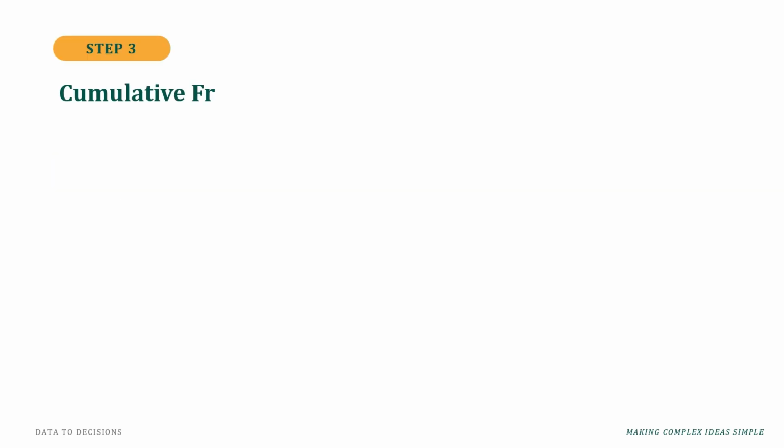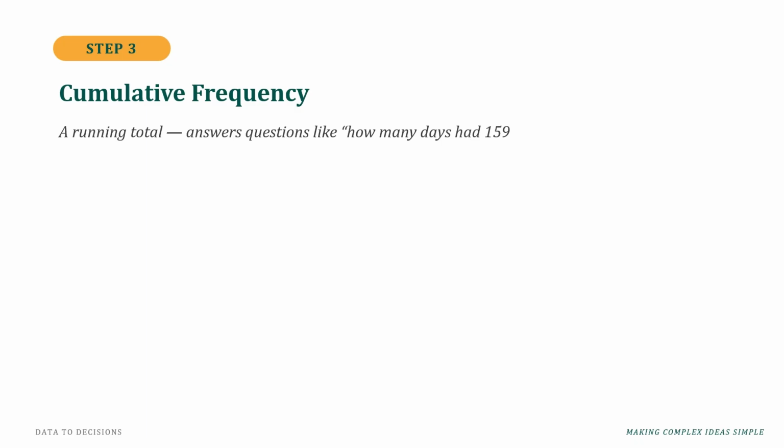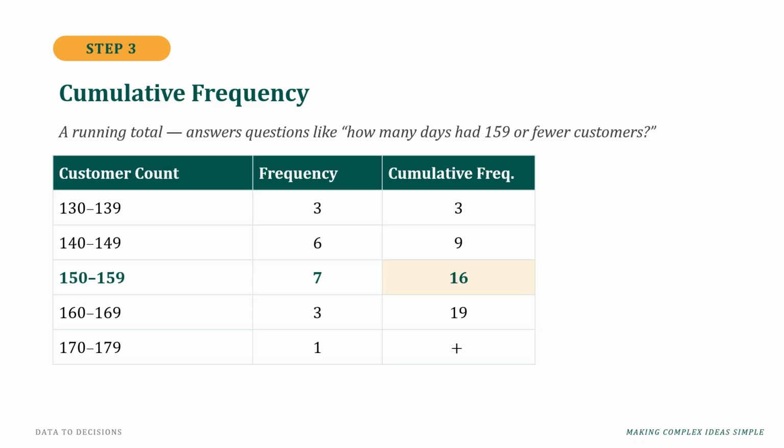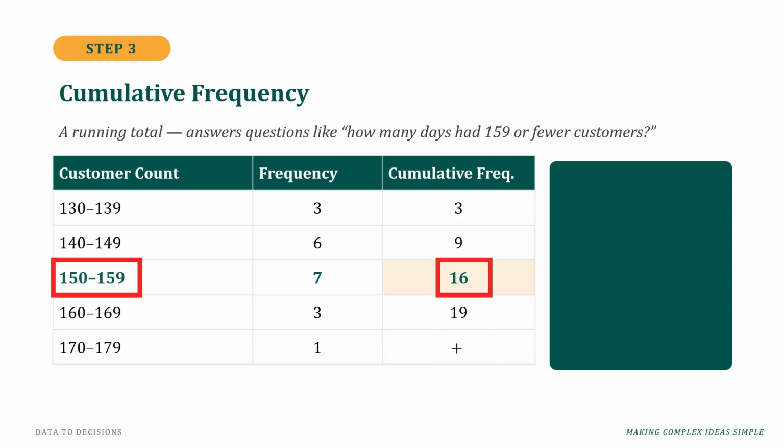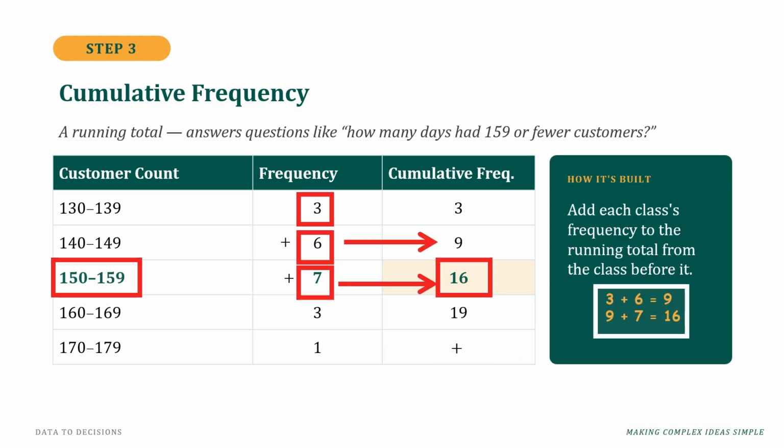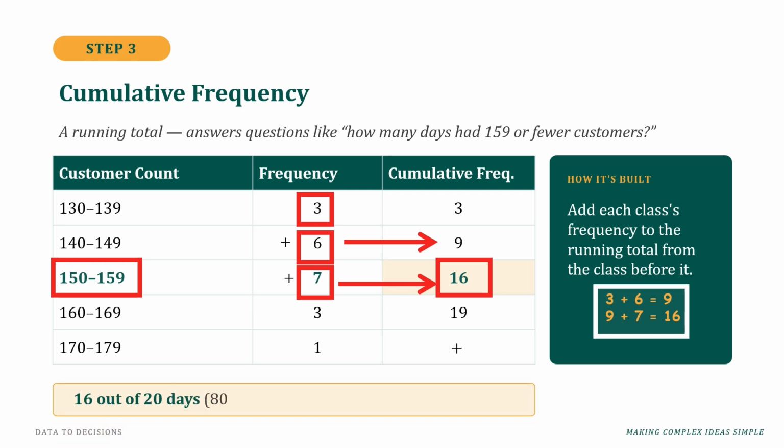Cumulative frequency is just a running total. Add each class's count to everything before it. By the time we reach 150 to 159, we've accumulated 16 days. 3 plus 6 plus 7. That answers a very practical question for Sarah. 16 out of 20 days, 80%, had 159 or fewer customers. Only the top 20% of days ever crack 160.